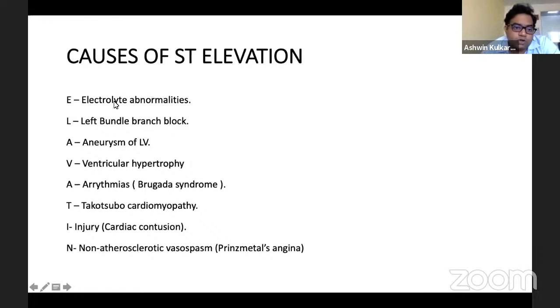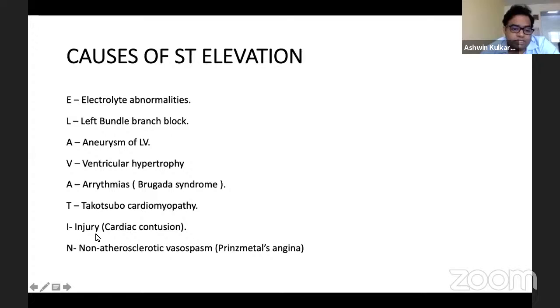The mnemonic for this is the word elevation itself. E stands for electrolyte abnormalities, like generally hypokalemia. L stands for left bundle branch block. A stands for aneurysm of the left ventricle, which also causes ST elevation. V stands for ventricular hypertrophy. Arrhythmias like Brugada syndrome can have ST segment elevation. Takotsubo cardiomyopathy, also called stress cardiomyopathy, which we see sometimes in COVID patients, can also have ST elevation.